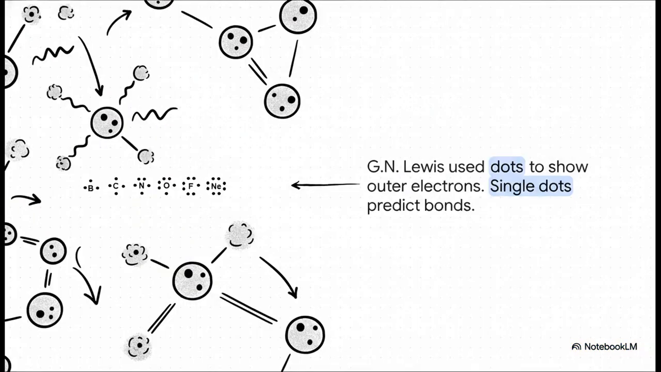To make this easier to see, a chemist named G.N. Lewis came up with a totally brilliant and simple system. You just write the element symbol and you draw dots around it for each of its outer electrons. And here's the magic part. The number of single, unpaired dots tells you exactly how many bonds that atom wants to form. Look at carbon. 4 single dots, it wants to make 4 bonds. It's so simple, but it's incredibly powerful.